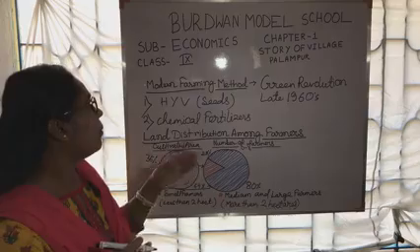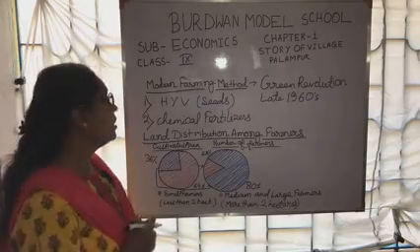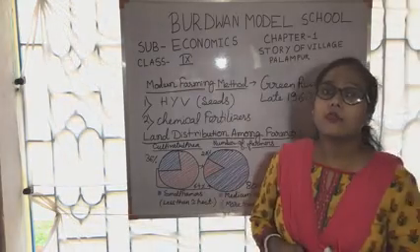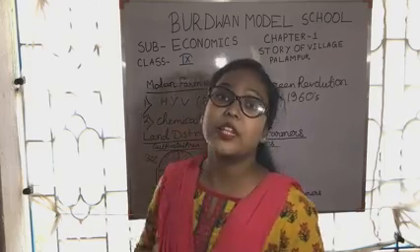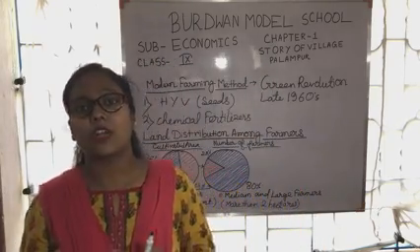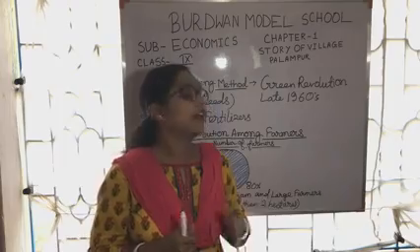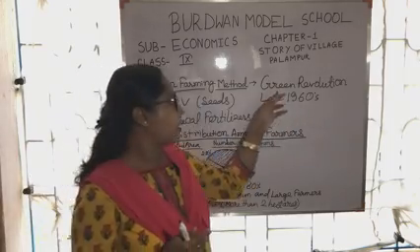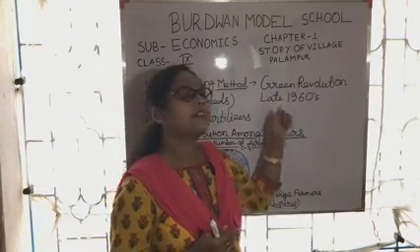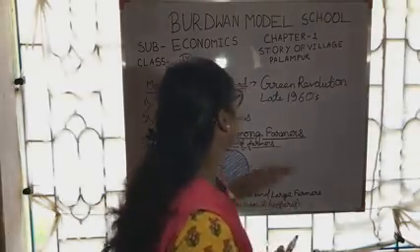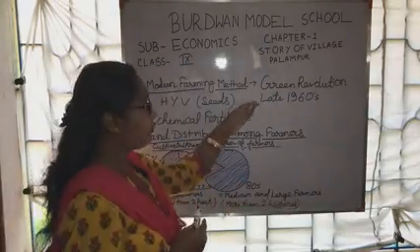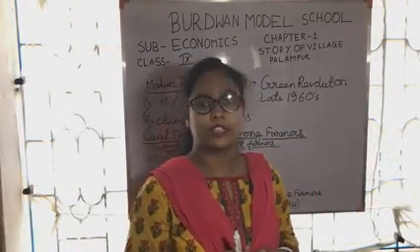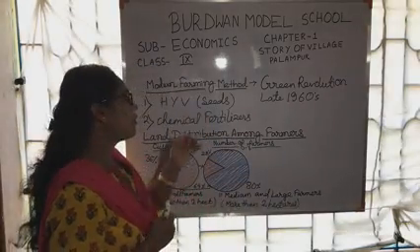And next is the modern farming method. So what is the modern farming method? Modern farming method means we introduce new advanced technologies or techniques. In the late 1960s, India introduced the Green Revolution, and this is another way to increase productivity. And this is the modern farming method.